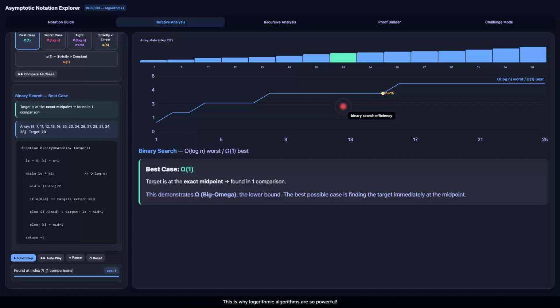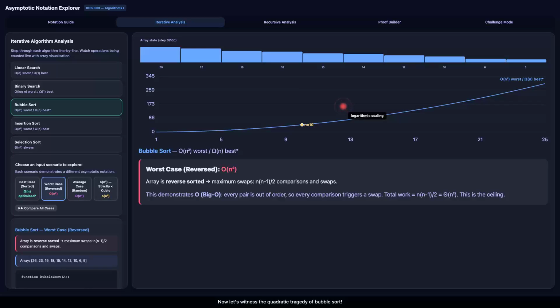This is why logarithmic algorithms are so powerful. If you have a sorted array with 1,000,000,000 elements, that's about 2^30, binary search will find any element in at most 30 comparisons. 1,000,000,000 becomes 30, 1,000,000,000,000 becomes about 40. Compare this to linear search, which might need 1,000,000,000 comparisons in the worst case. The gap between O(log n) and O(n) becomes astronomical as n grows. This is small o in action. Log n is o of n, because log n grows strictly slower than n.